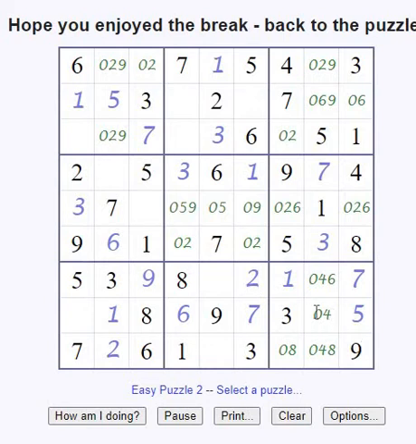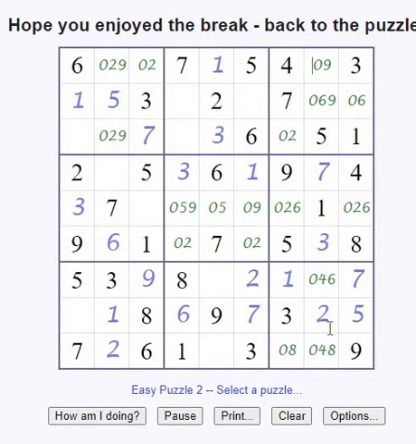So the only place where 2 could be is here. So let's put 2 there. And since 2 is already there, we can delete this 2. There. So looking at this block, 2 cannot be here or here.